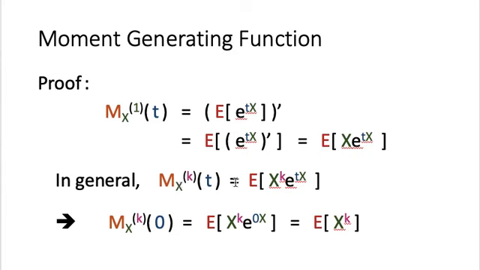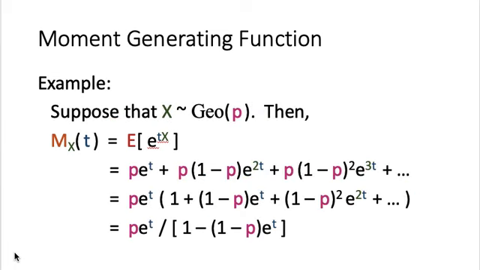Now this is the kth derivative. So by setting t to be 0, what will happen? When t is 0, e to the power 0X will be equal to 1. And in that case, this will give us the expected value of X to the power k, as we want. So we see that by doing differentiation on the moment generating function repeatedly, we can get the moments one by one.